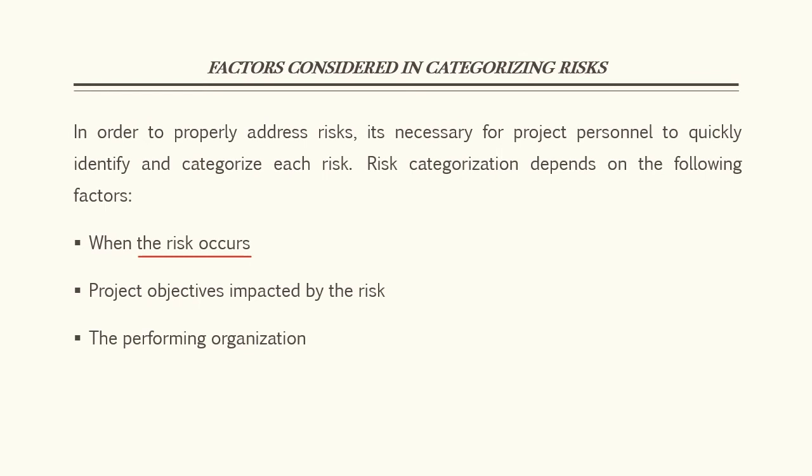We also want to know the impact, which aspect of the project this risk will impact. The objectives of the project this risk will impact, whether it will impact the cost of the project, whether it will impact the schedule of the project, whether it will impact the quality of the project, whether it will impact the scope of the project. These are all things we must consider in risk categorization. Then, of course, we'll also look at the performing organization.